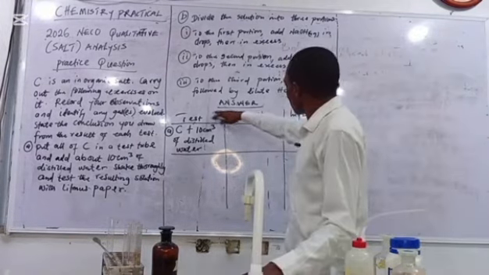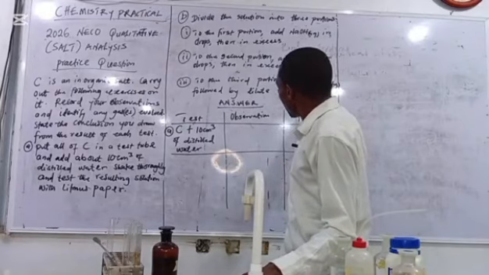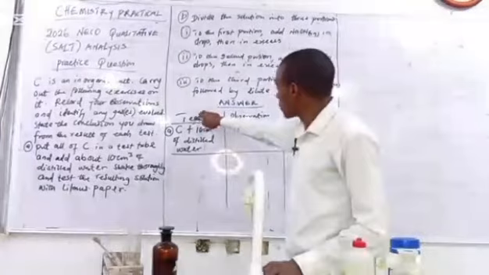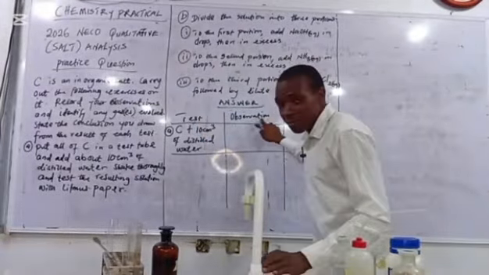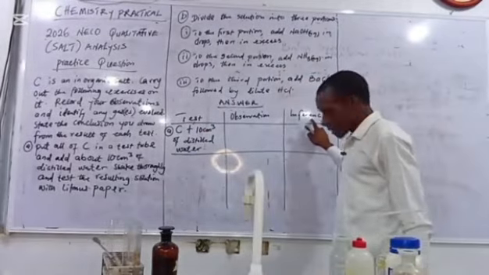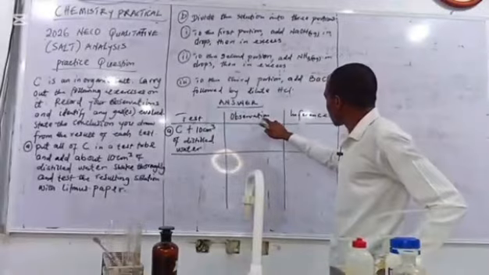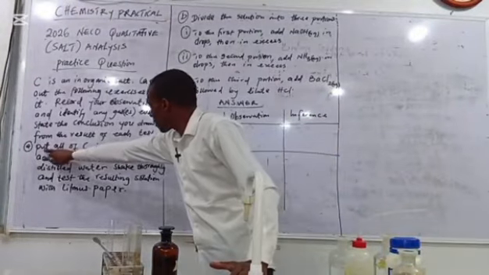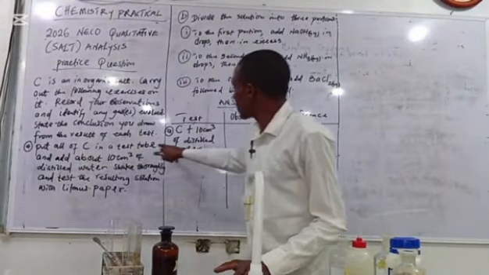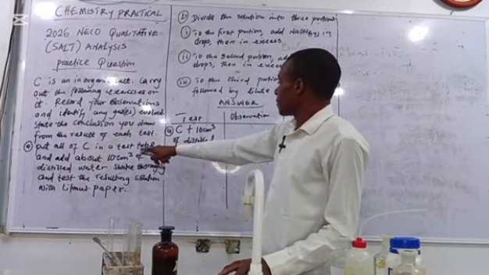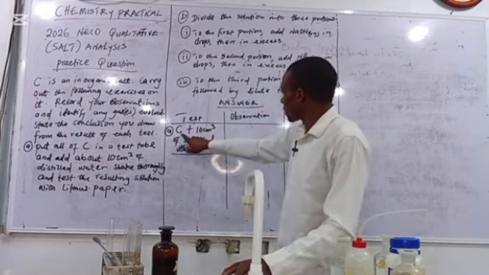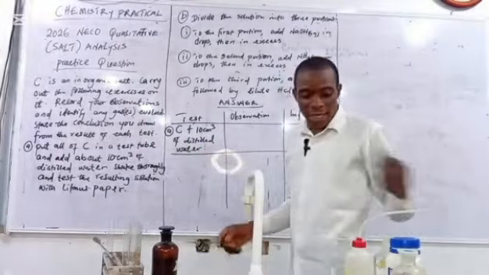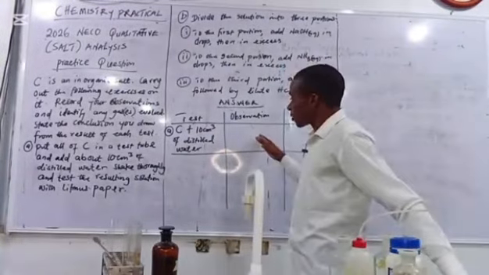Remember, in your presentation of answers, this is how you write your table. The first column of the table is the test, then observation in the middle, and then inference at the edge. The first question says put all of C in a test tube and add about 10 cm cube. So the test is written as C plus 10 cm cube of distilled water. Let's carry out that first and then check the observation.